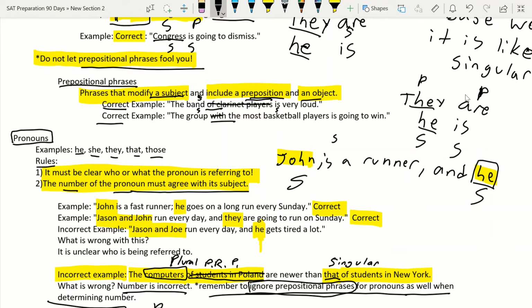Next we have with the most basketball players. That is going to be our prepositional phrase there. We ignore it, come back here. We see we have our collective noun group, which is singular. Since it's a collective noun, we use the singular verb is to create that sentence.